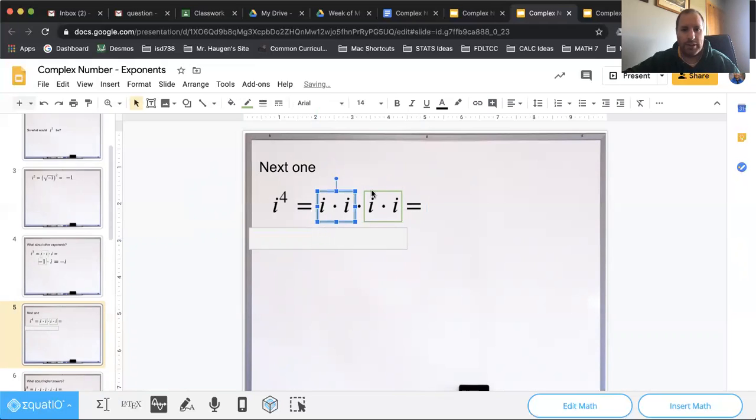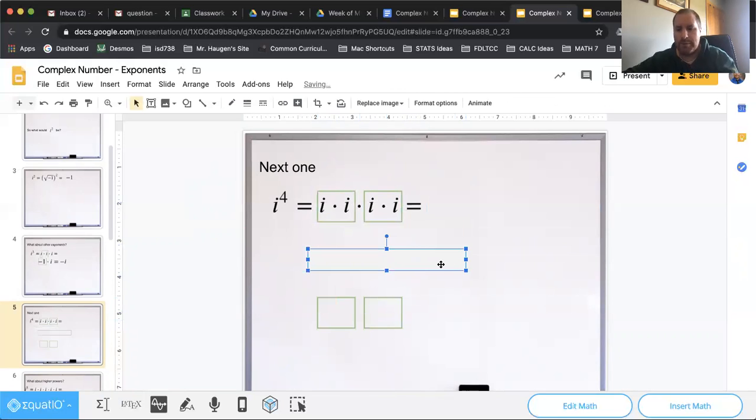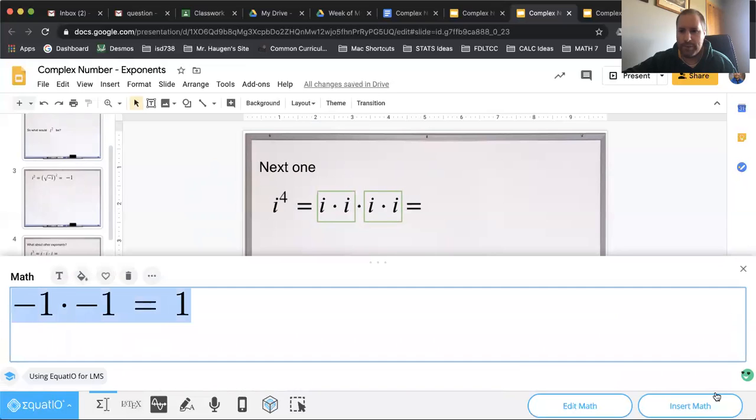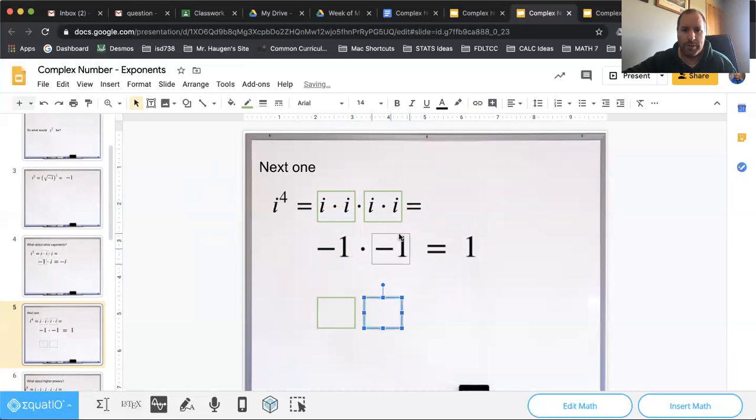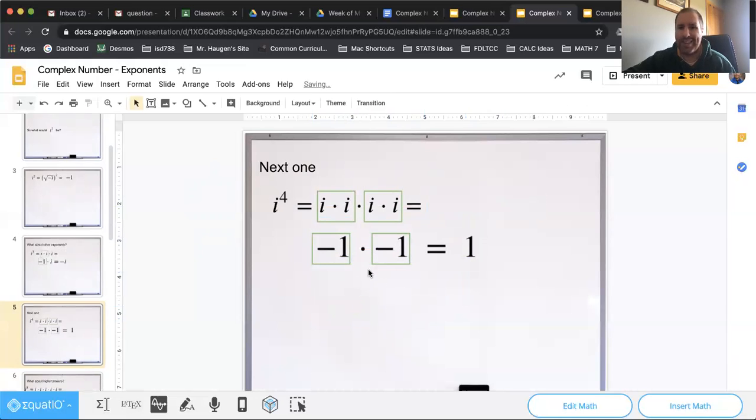Let's see if this ends up working out here. Maybe it's not going to put that picture in there. Oh well, there it finally worked. That's where those pieces are coming from. i times i is -1. i times i is -1. And then we can remultiply them. We finally get +1. So i to the fourth is +1.